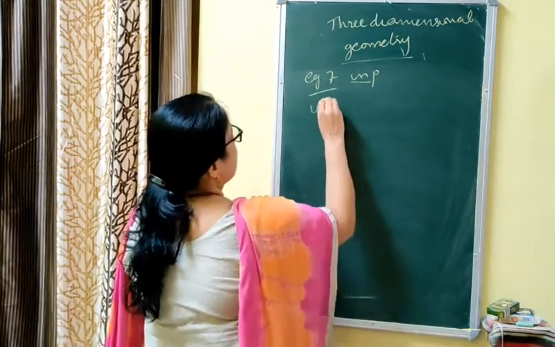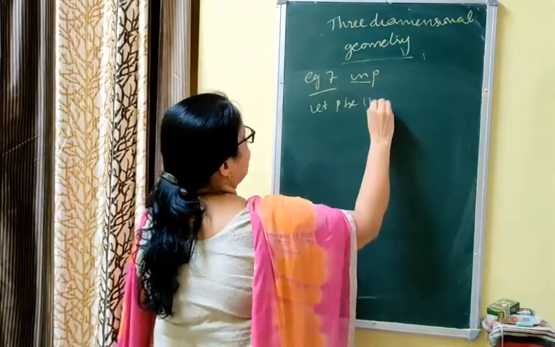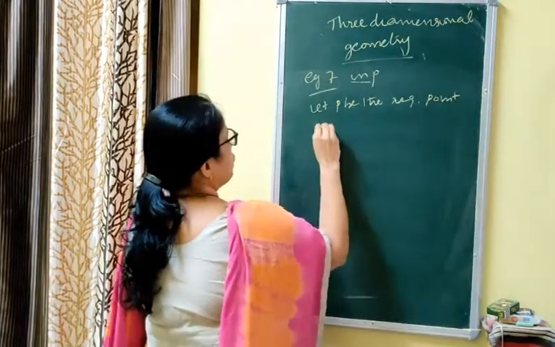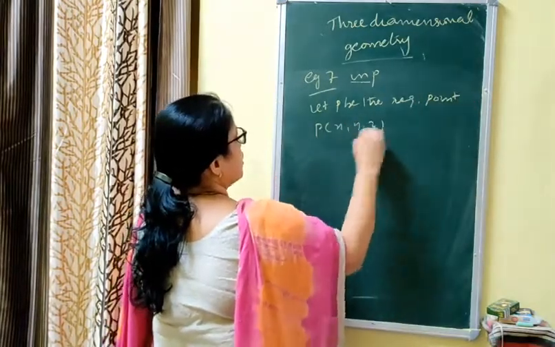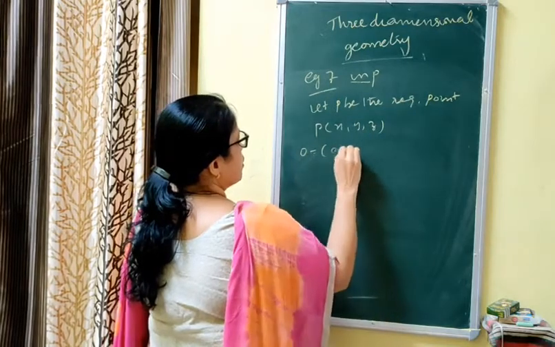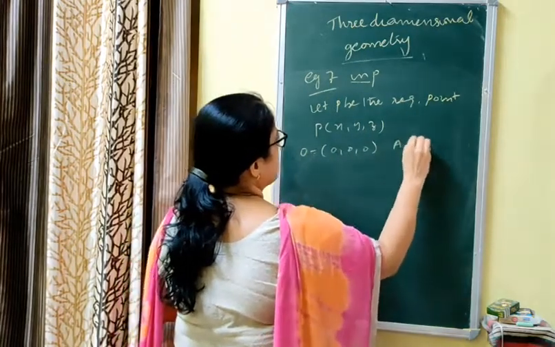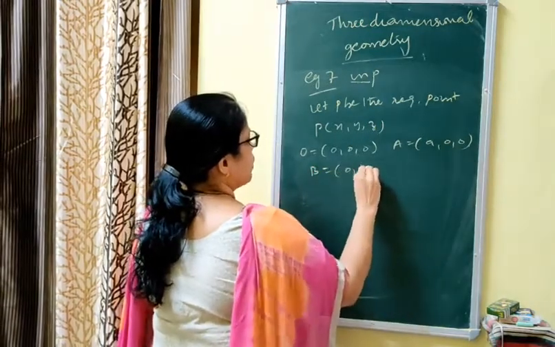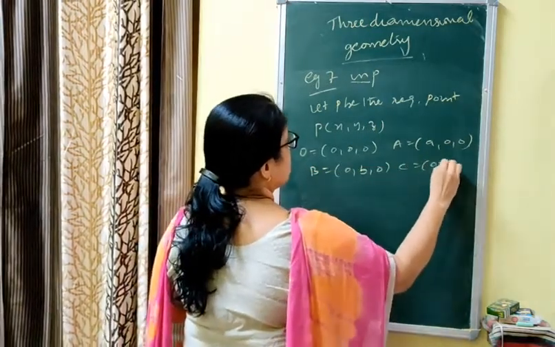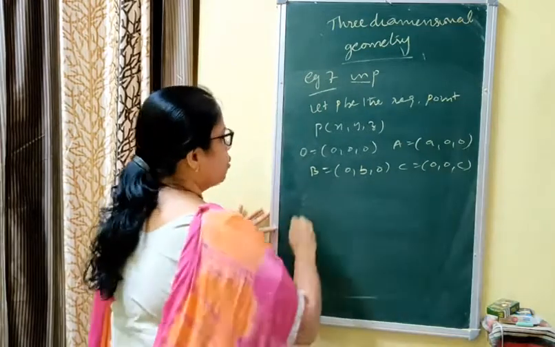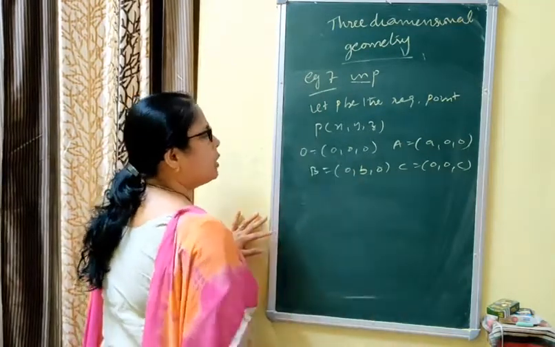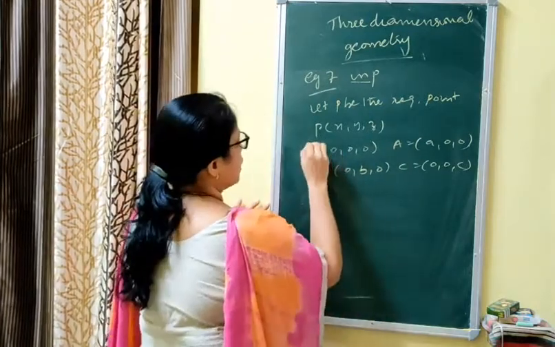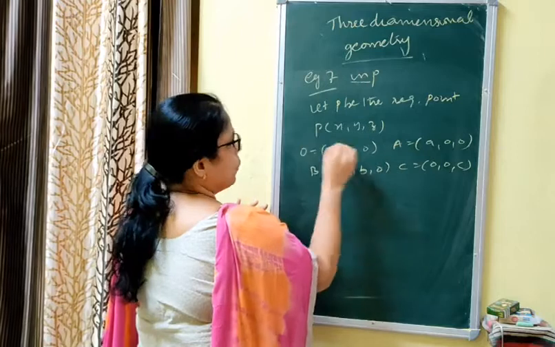Let P be the required point. Then the coordinates of P can be assumed as (x, y, z). What are the coordinate points given? O is (0, 0, 0), A is (a, 0, 0), B is (0, b, 0), C is (0, 0, c). Now the point is equidistant from all the given points. That means first of all we will take the case of OP equal to AP.